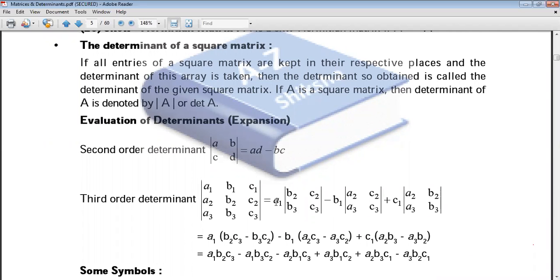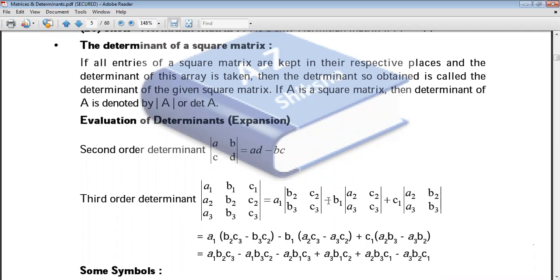Understood? Next, since before a1 no symbol is there, that is a positive symbol is there, so the symmetric order will come, the minus will come over here, that is minus. Then you choose the next element b1. Now when you choose b1, neglect the column and row in which b1 exists. So what is the determinant left? The column of b1, b1 b2 b3, will be neglected, and a1 b1 c1 will be neglected. So what will be left? a2 c2 and a3 c3. See here, a2 c2 a3 c3.